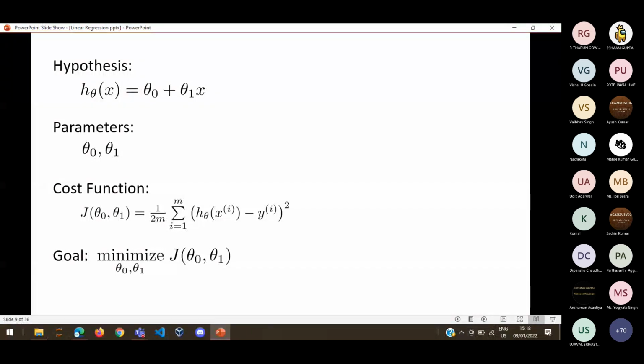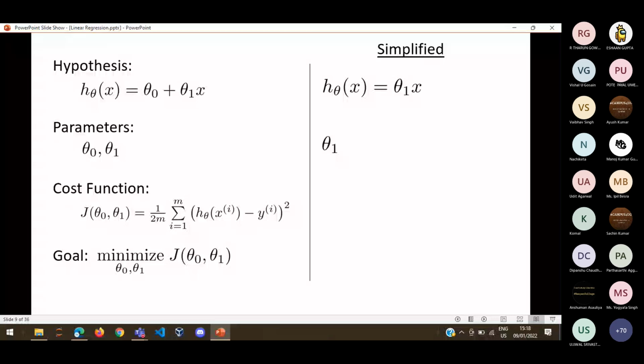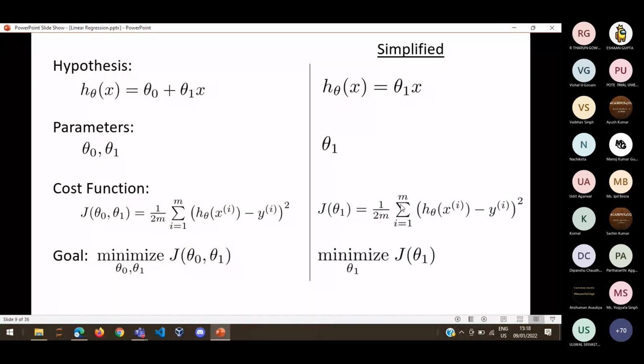So for understanding it, let's take a simplified version of this hypothesis. Let us assume theta naught is 0. So you will get this equation. It is nothing but the equation of a line passing through the origin, where theta naught is 0, and your hypothesis equation is only dependent upon your theta 1 parameter. Thus this cost function is also dependent only upon the theta 1 parameter, and you need to minimize it using this theta 1 parameter.